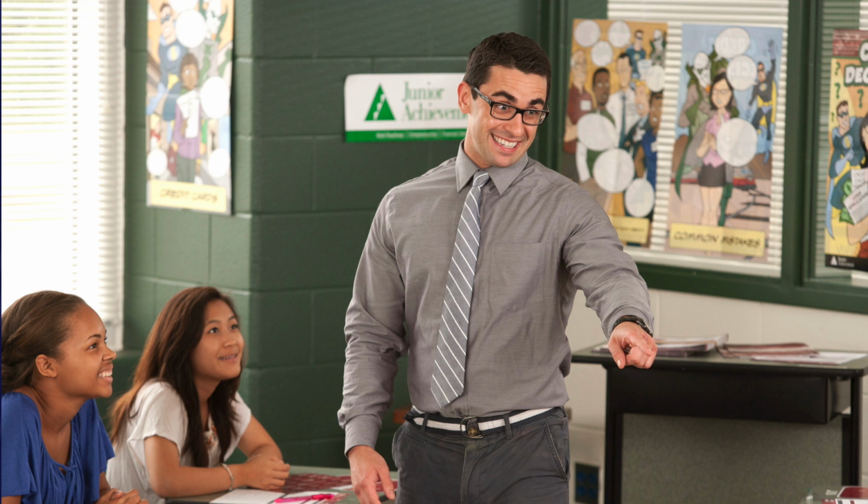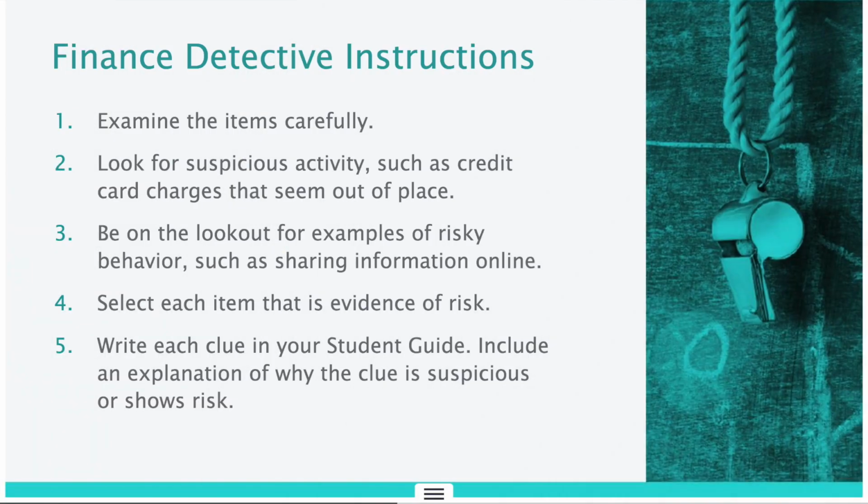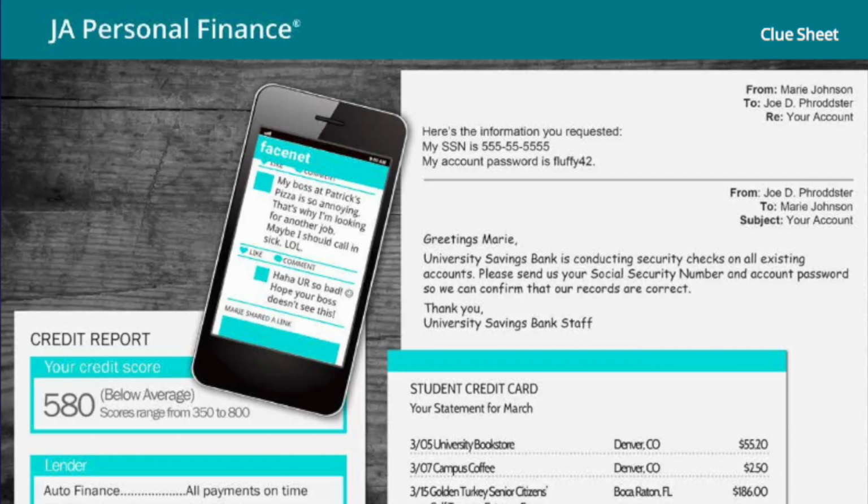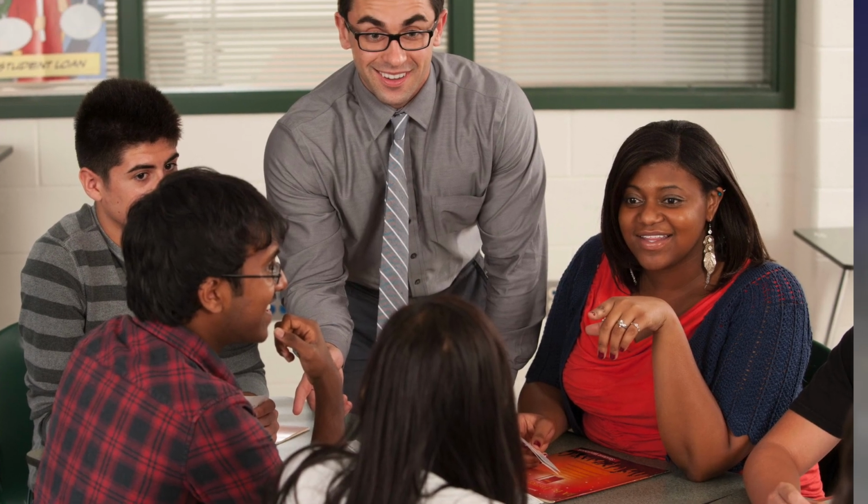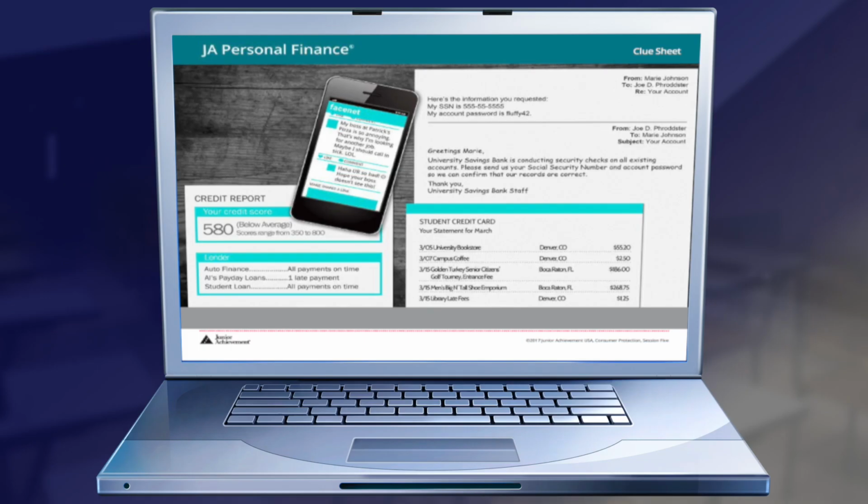In the first activity, students will work in pairs and act as finance detectives. If the class content is shared in projection mode, pass out a clue sheet to each pair so that the students can examine the credit report, credit card statement, emails, and smartphone. Together, they'll look for risky and suspicious behavior. Discuss the findings as a class. If students have direct access to devices, this activity can be completed online.